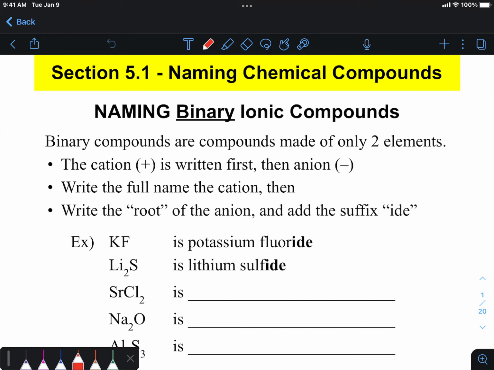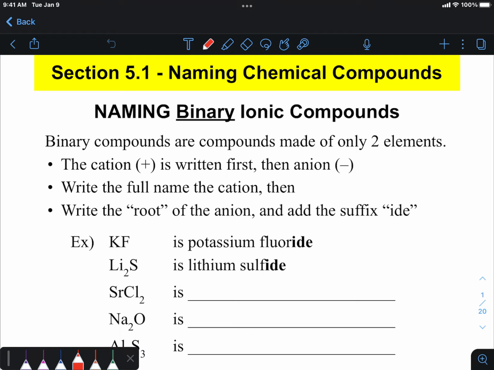Okay, so the first thing that you're going to do is to learn how to name what we call a binary ionic compound. Now you know that ionic compounds are metals with nonmetals, right? The word binary, all it means is two, right? So it's an ionic compound that's made up of only two elements. So think like sodium and chlorine, right? Think magnesium and oxygen, right? If it's made up of one nonmetal and one metal, that's what we call a binary compound, okay?